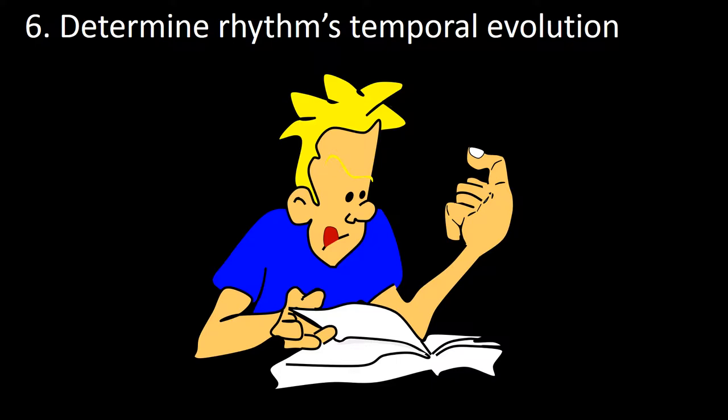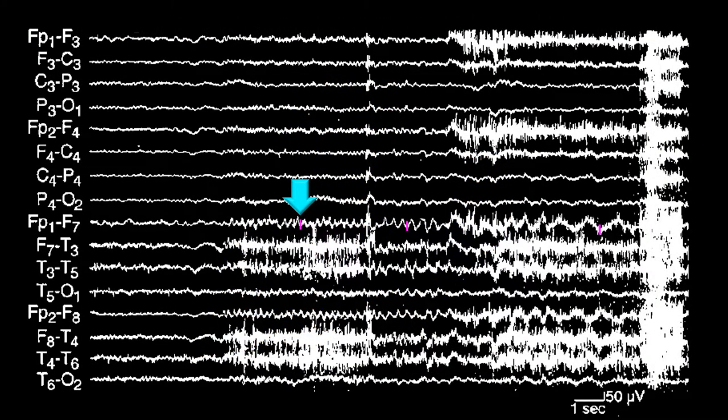This step consists of determining the temporal evolution of the rhythmic activity. It is done by considering the inter-discharge interval, not the peak-to-peak distance. In this case, there is no interval between waves, as you can see, pointed by this arrow.